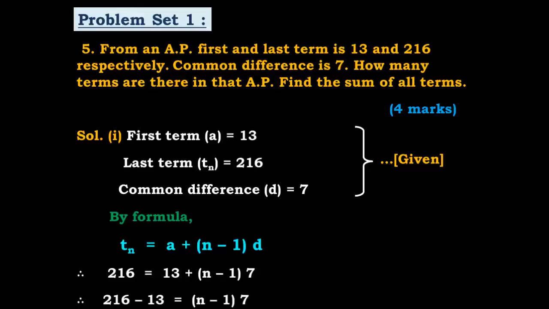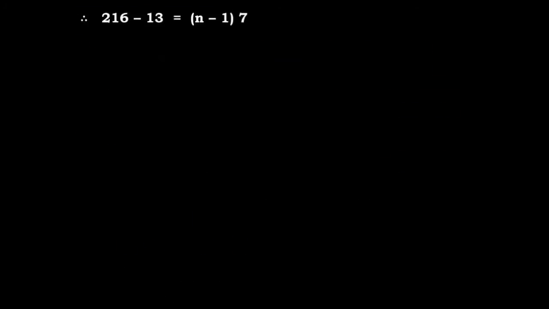216 minus 13 is equal to (n minus 1) into 7. Now we can subtract 216 minus 13. You will get 203 is equal to (n minus 1) into 7. So to calculate n, first you have to bring this 7 to the LHS. So 203 upon 7 is equal to n minus 1.